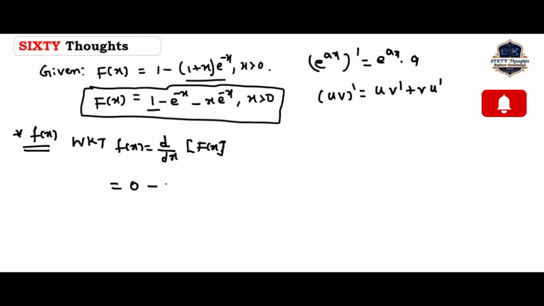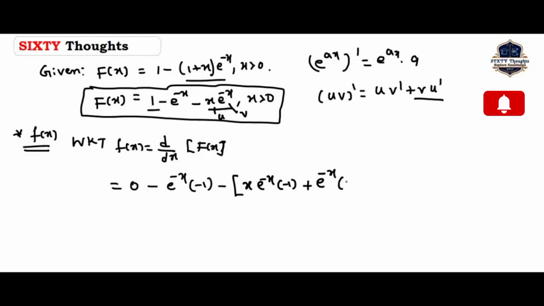So 0 minus, the derivative of e power minus x is e power minus x into minus 1. Minus, here both functions contain x, so we want to apply the product rule. The product rule is (uv) dash equal to u v dash plus v u dash. We consider this is u, this is v. So apply the formula: u as it is, that is x, into the differentiation of e power minus x, so we get e power minus x into minus 1. Plus, now we consider v as it is, that is e power minus x, into the differentiation of x.